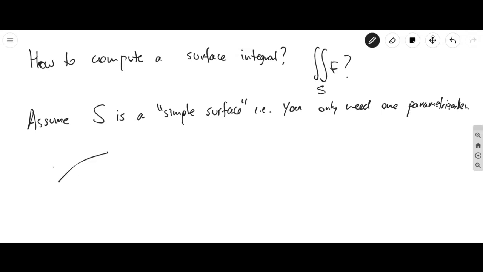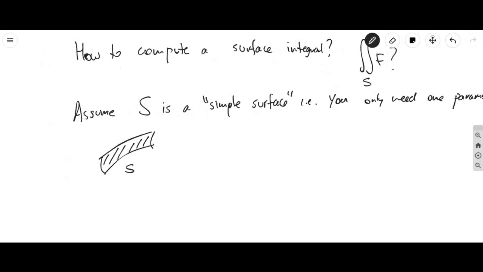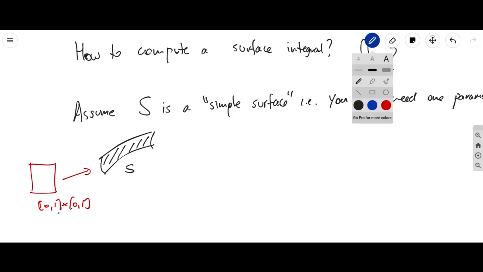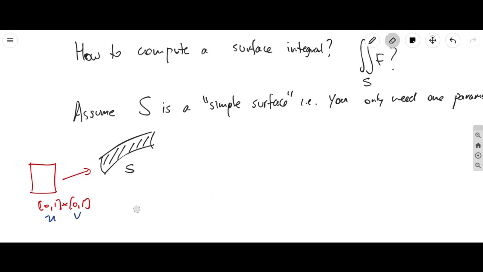So for instance, here's S. This is your curvilinear piece, and you're just mapping the square, 0, 1 cross 0, 1, into S. So this is now a function of two variables, so you can call these variables S and T. Realize, not the best notation, maybe we should just call them U and V. So that's your surface, it's a simple surface, and you can describe it with a simple parametrization.